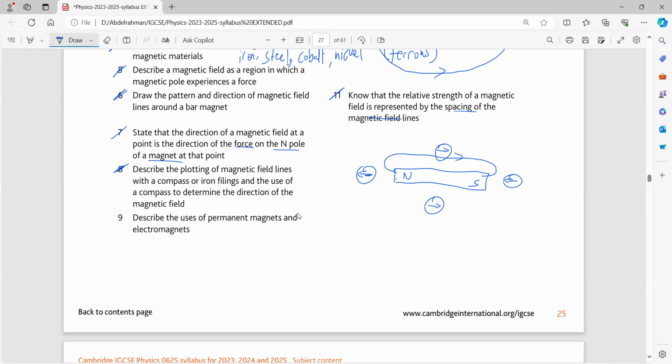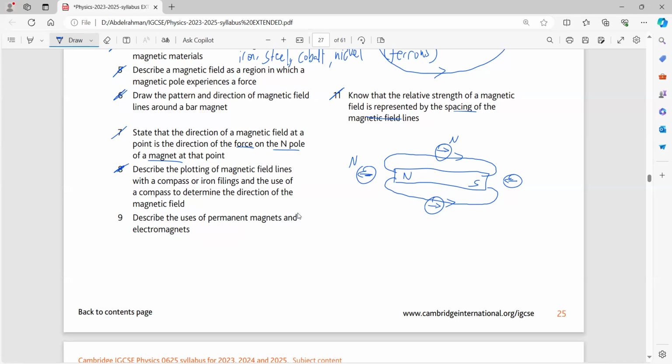This is the direction of the magnetic field. It is the direction of the force on the north pole of a magnet, on the north pole of this compass. Where's the north pole of this compass? The pin head, the compass head. This is the north pole of the compass, the north pole of this small magnet. The compass is a magnet. The compass is a permanent magnet.